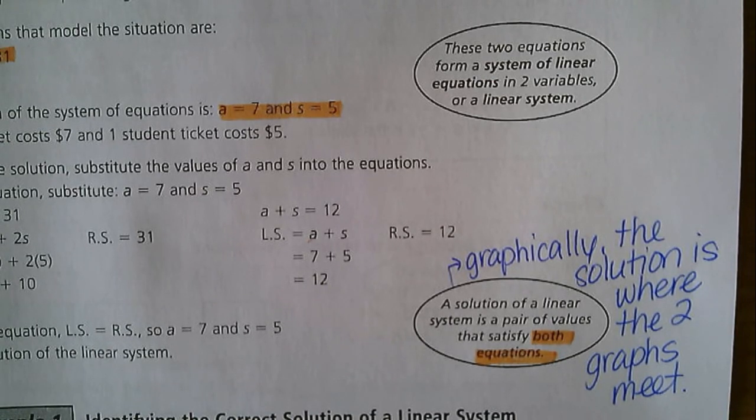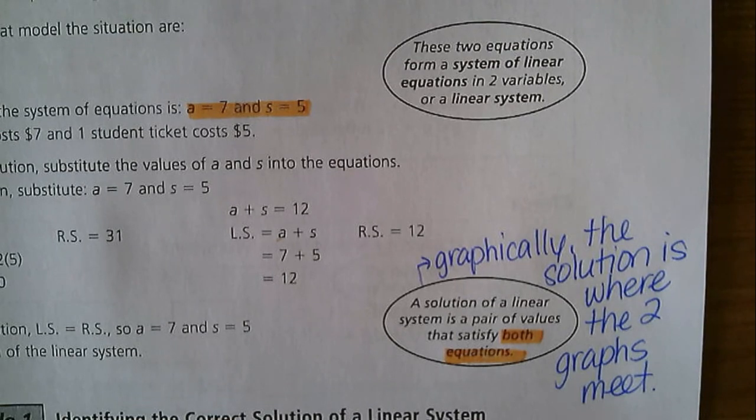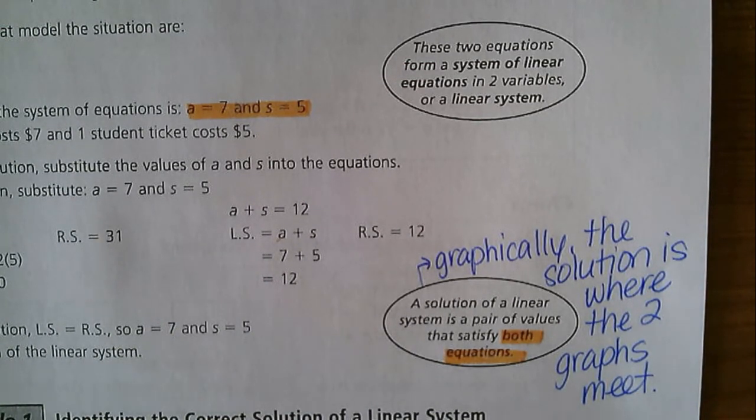It has to work for both of them. So once you input the values, the right side and left side have to be equal for both equations. Now, we're not doing it in this lesson, but graphically, we're going to be doing this in 7.2. The solution, if we were to graph these two equations, is where the graphs meet. So the lines intersect where the two graphs meet, and that point or ordered pair would be our solution.